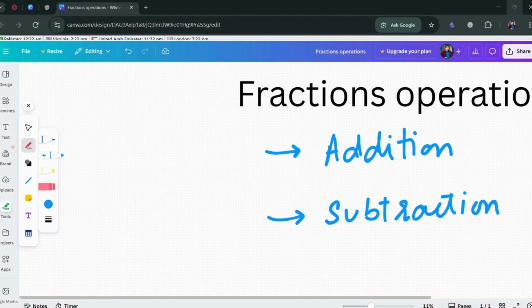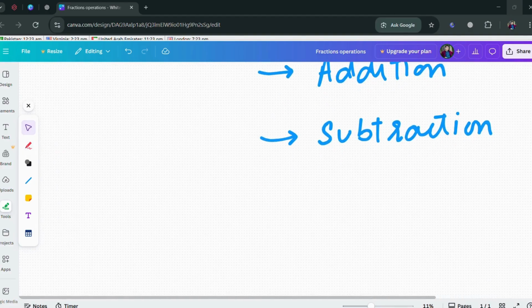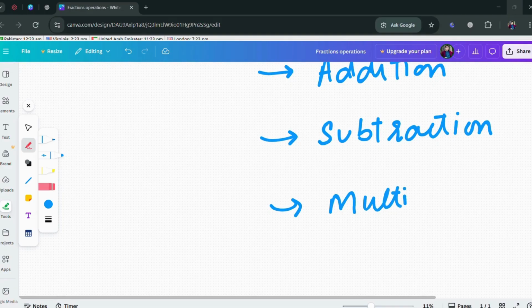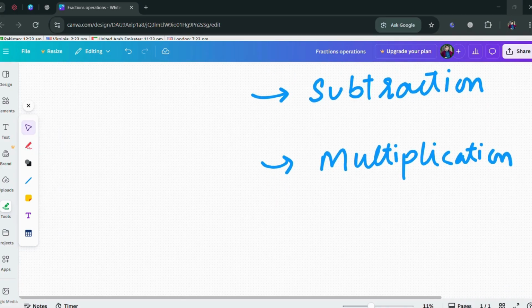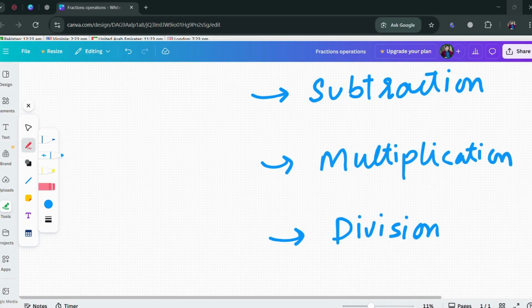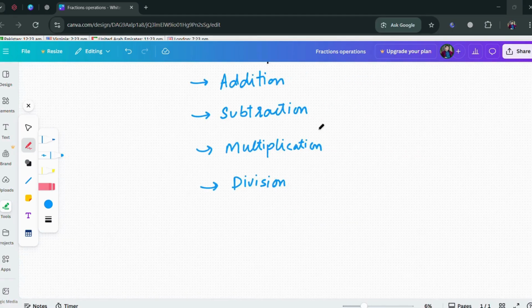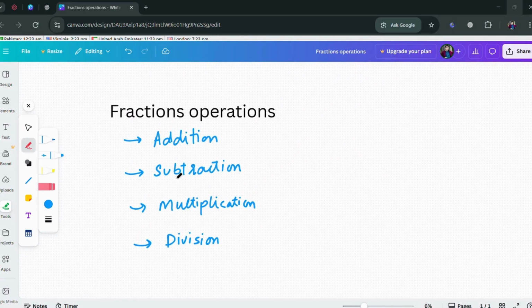After the subtraction, we will be working on the third operation, that's multiplication. And the fourth operation that we'll be discussing is division. So we will be working on these four operations one by one. Alright? Addition, subtraction, multiplication, and division.